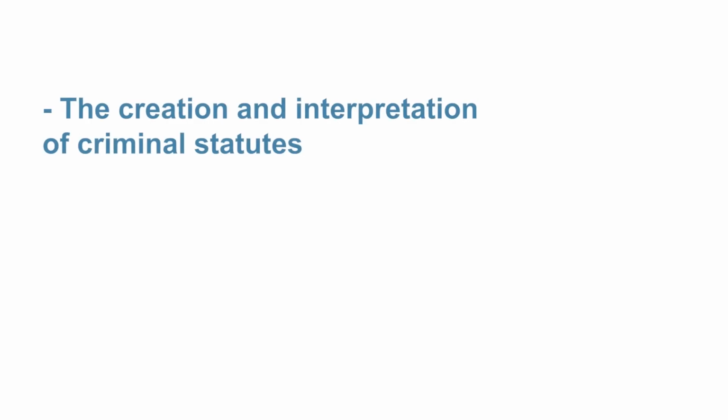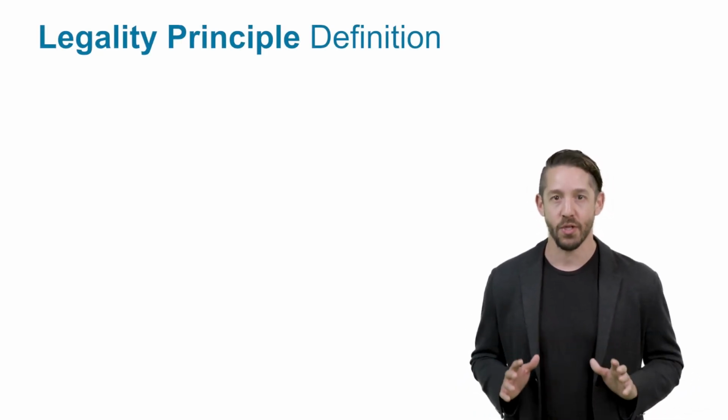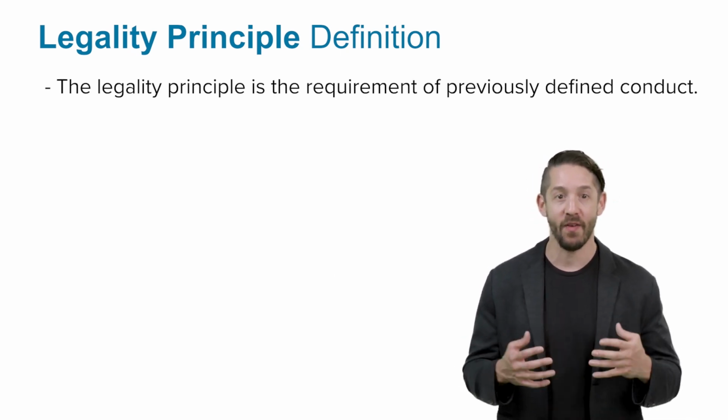In today's lecture, we're going to focus on 2 very important legal practices: the creation and interpretation of criminal statutes. Just about everything we're going to learn about today is in some sense traceable back to a single idea, what's often referred to as the legality principle. So let's begin by introducing the idea. In simplest terms, the legality principle is the requirement of previously defined conduct.